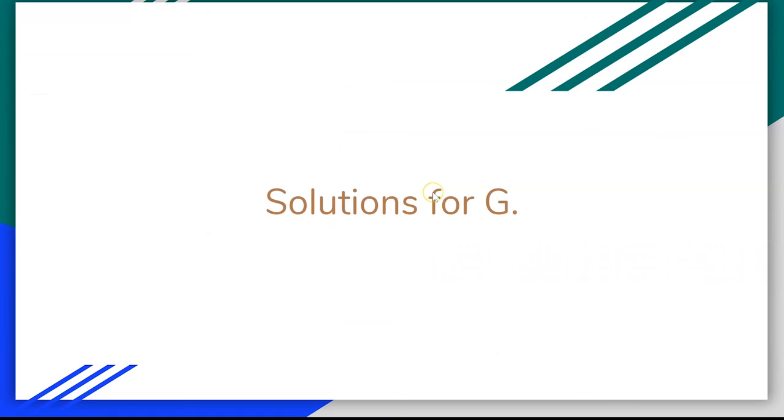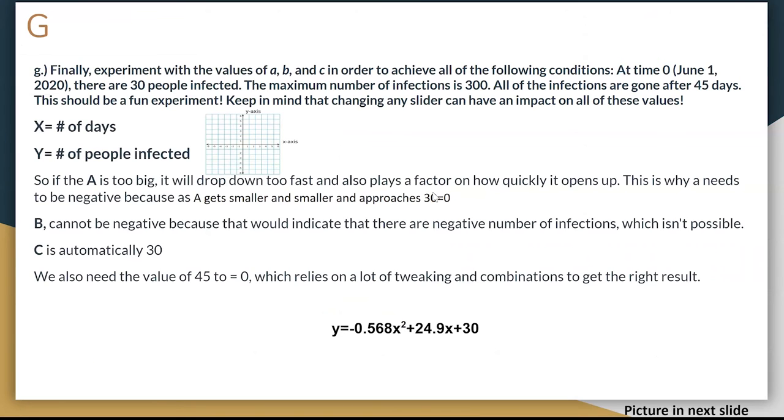So now the solution for G. At this point, we're at time 0. There are 30 people infected. The maximum number of infections is 300, and all the infections are gone after 45 days. That's what we want everything to be read as. Not exactly, but that's just the problem that we're trying to solve. So here, x is equal to the number of days and y is equal to the number of infections. If A is too big, it will drop down too fast, and it also plays a factor in how quickly it opens up.